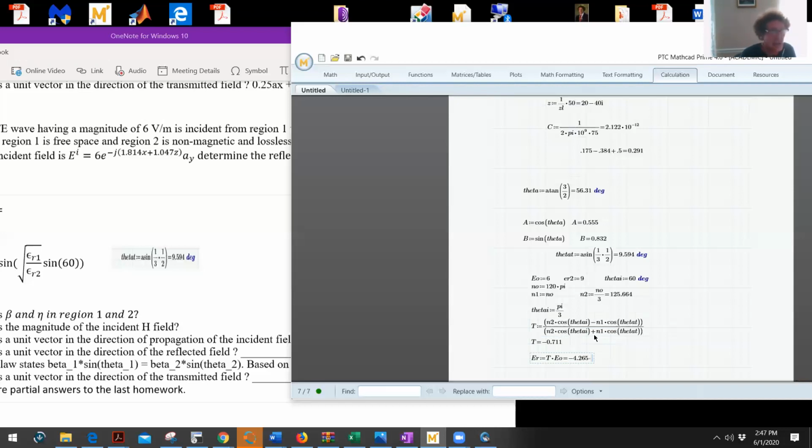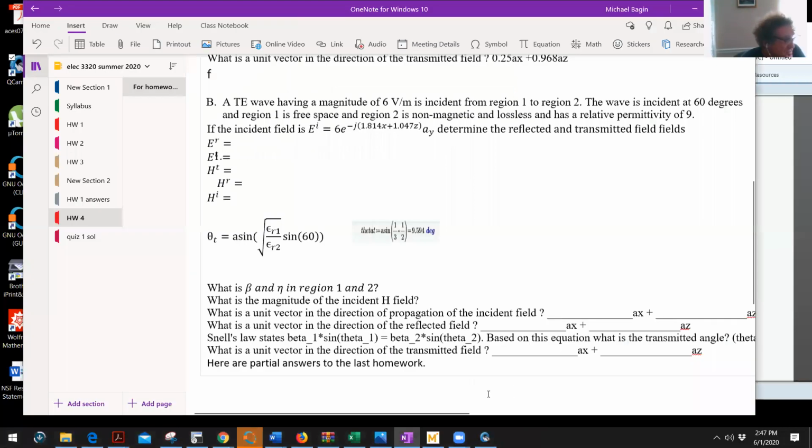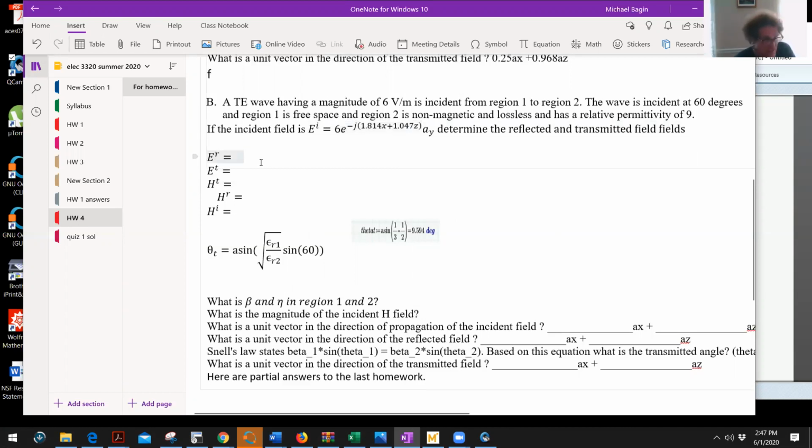Now, to get the actual e to the j business, I want to show you this. This is going to be the magnitude of the reflected field. But I'm going to come over here and show you something. You see how you have this information right here? It's e to the minus j 1.814x plus j 1.047z, right? For the reflected field, I'm going to copy that if I can, and put that right here so y'all can see it. The reflected field will have a magnitude of, what was it again? Minus 4.265.